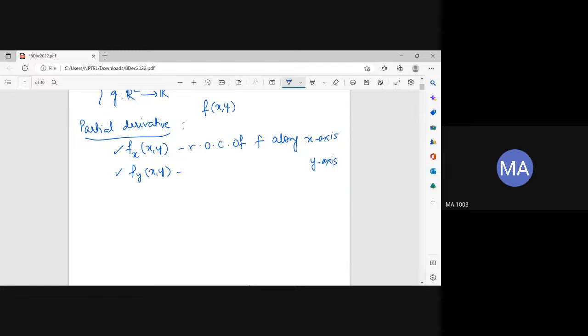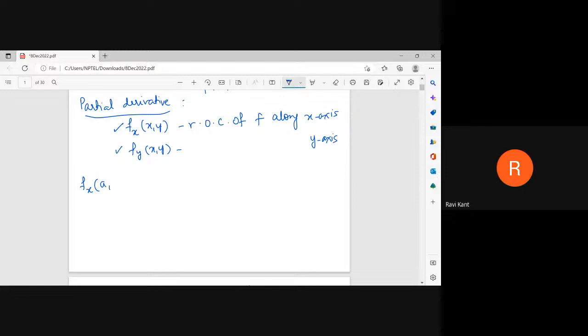And how do we compute it? What is fx at a comma b? We differentiate keeping one constant. Limit h tends to 0, f of a comma b plus h into e1, a plus h comma b. So you can write it that way as well.